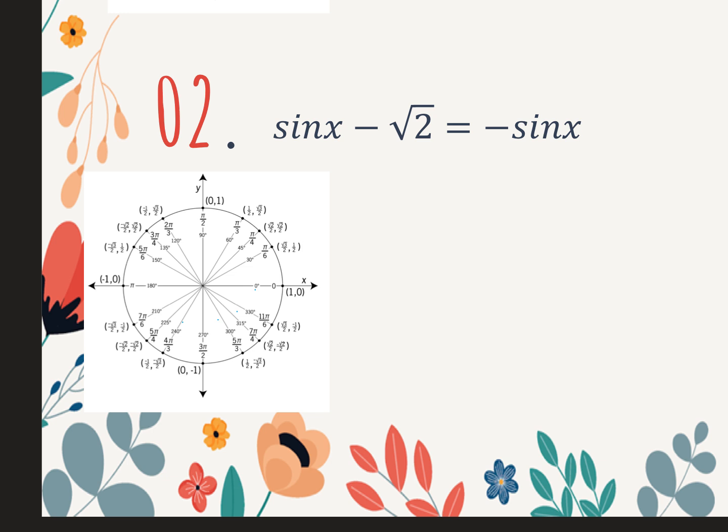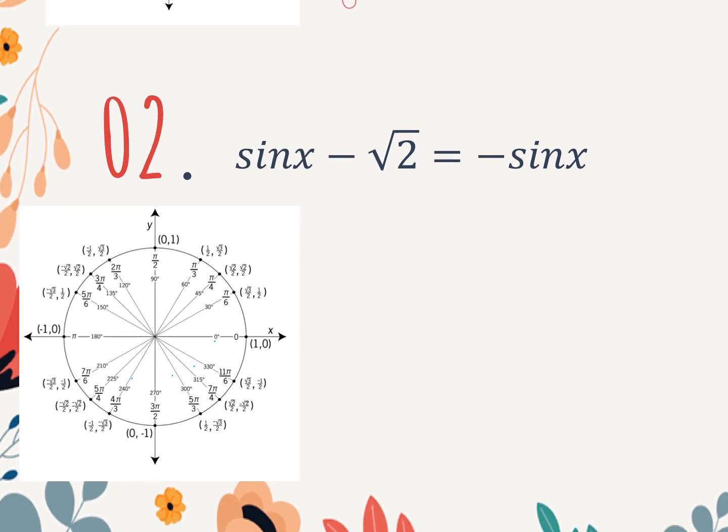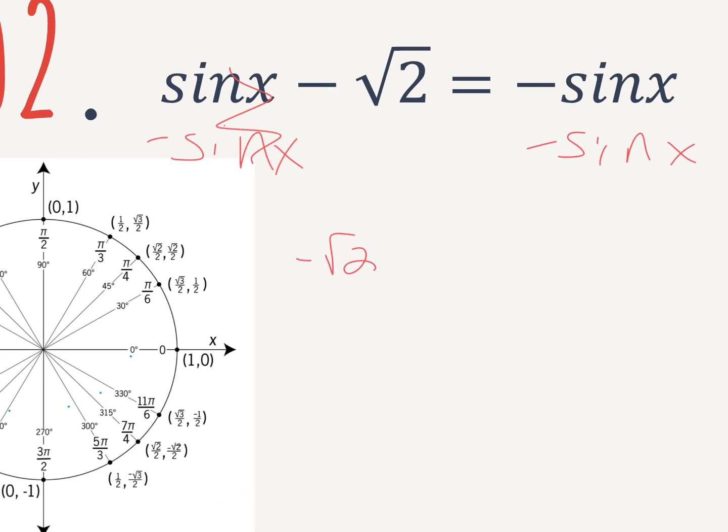Again, same thing. What trig function are we talking about? Sine. When we think of sine, what do we think of? Y. Get that in your mind so it works. So I'm going to isolate. I want to get variables on one side, numbers on the other. So I'm going to do the same thing. I'm going to subtract sine of x from both sides. So in this case, I have negative square root of 2 equals what? Negative 2 sine of x.